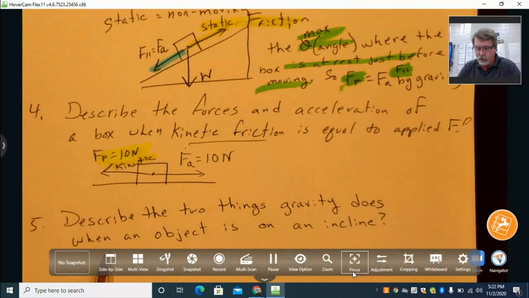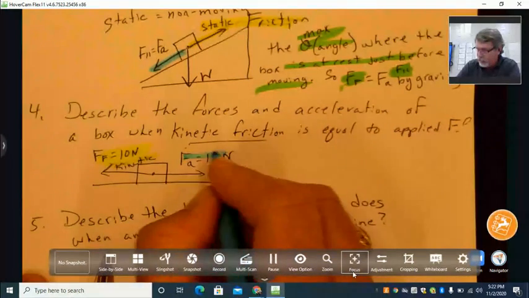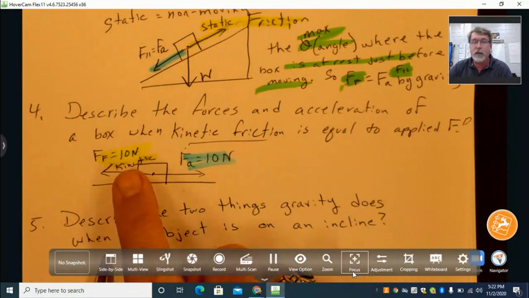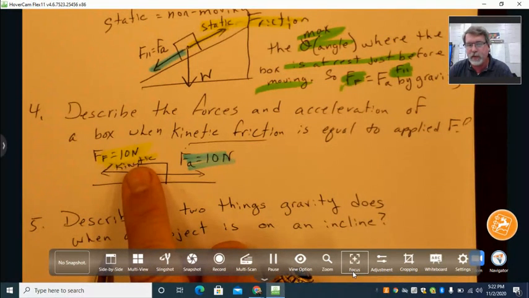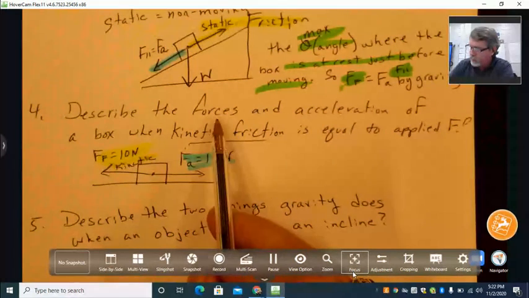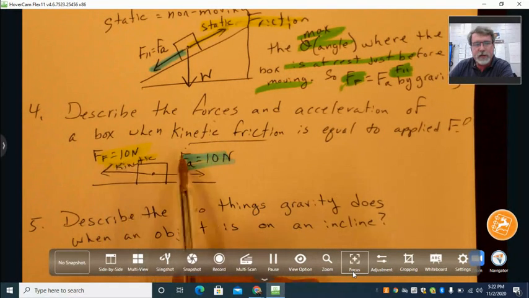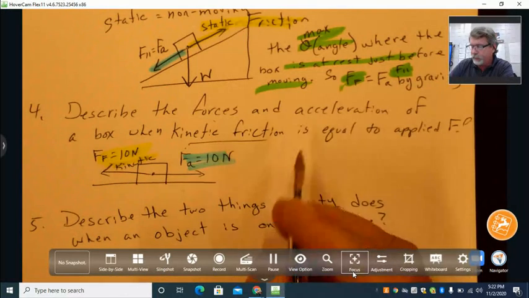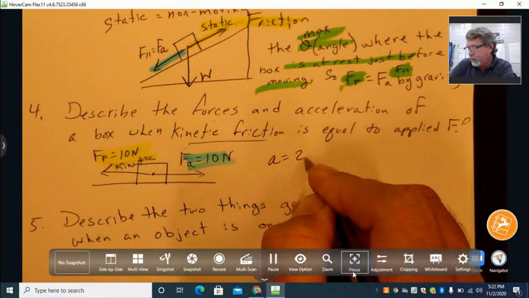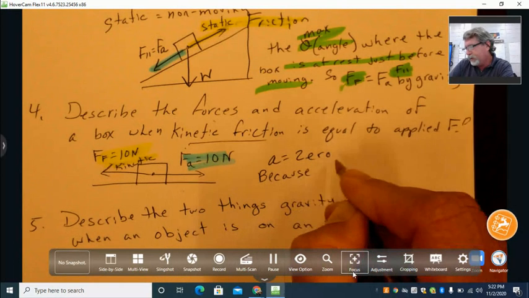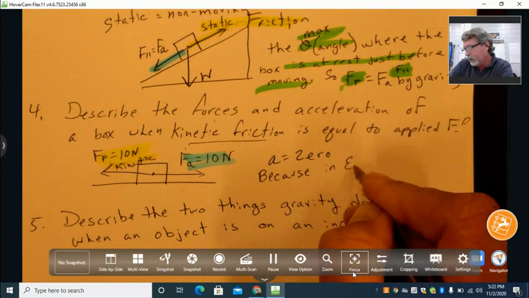To keep it moving, you must pull with 10 newtons. So think about that. You must pull with 10 newtons, otherwise the friction takes over and slows the box down. So to keep the box moving at constant speed, describe the forces: force of friction is equal to the force applied. Describe the acceleration: acceleration equals 0 because the system is in equilibrium.